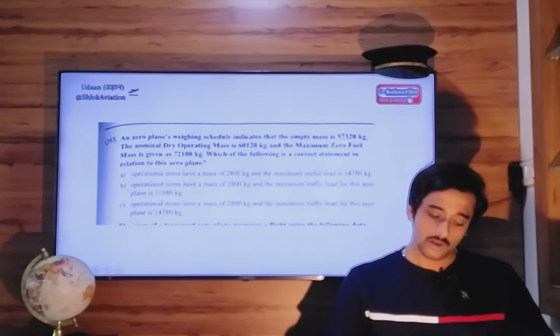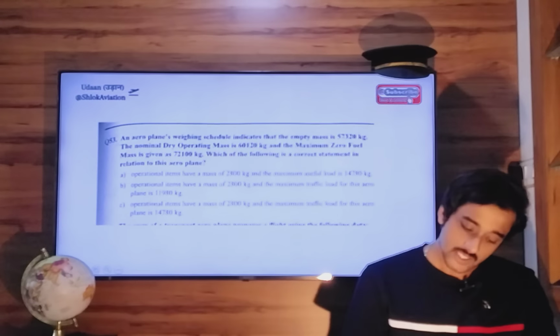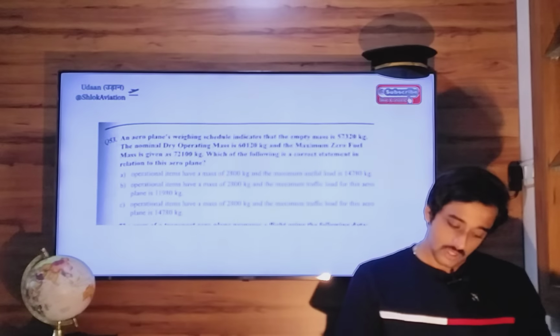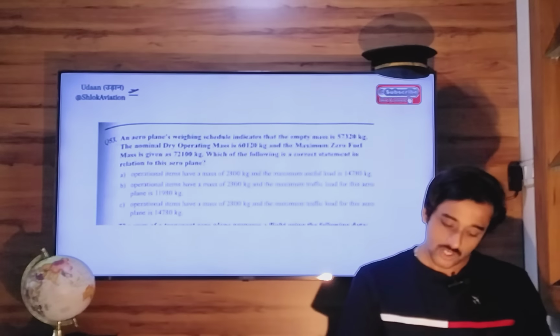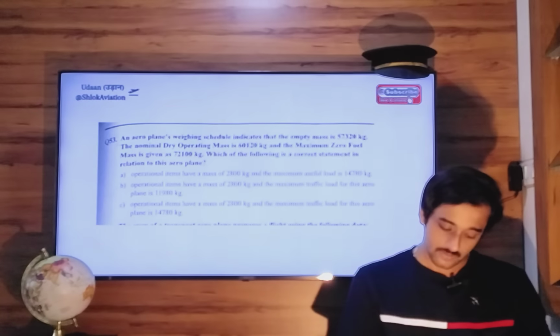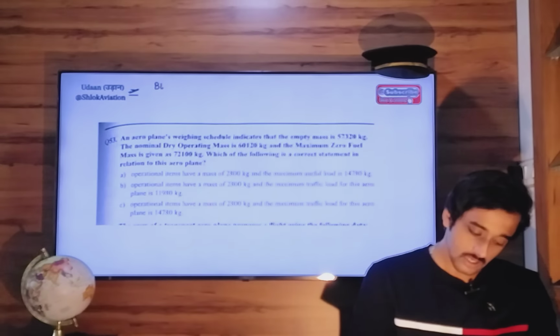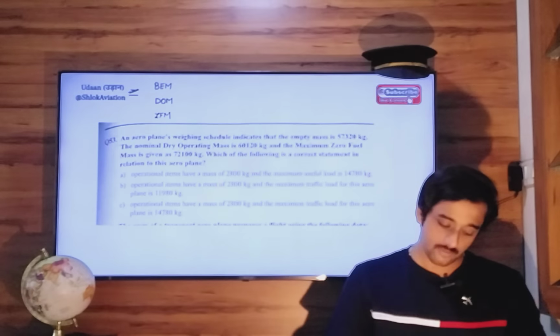Next. Question 53. The airplane's weighing schedule indicates that the basic empty mass is 57,320 kg. The DOM is 60,120. Zero fuel mass 72,100. Which of the following is a correct statement? Okay. So we have been given basic empty mass, dry operating mass, and zero fuel mass. We have been given these three pieces of information.